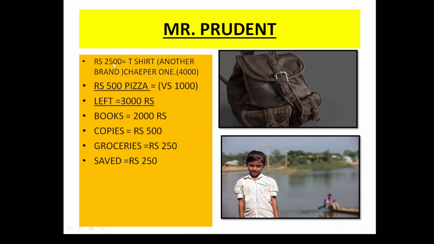While we have seen in the case of Mr. Prudent, he also bought a t-shirt, but it was not a very expensive one. He also ate a pizza, but it was a cheaper one. And at the same time, he bought all the things which are essential to make up his career. Without the books, he cannot go to school. Without the copies, he cannot go to school. And groceries and savings were also very important for the family. And what he did was use his old bag and old uniform to go to school.